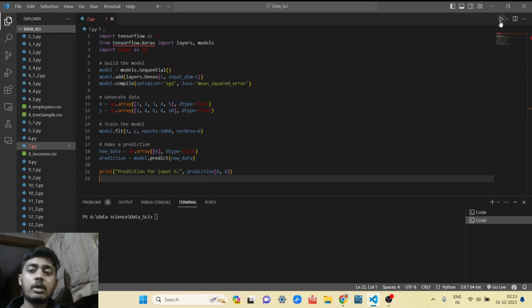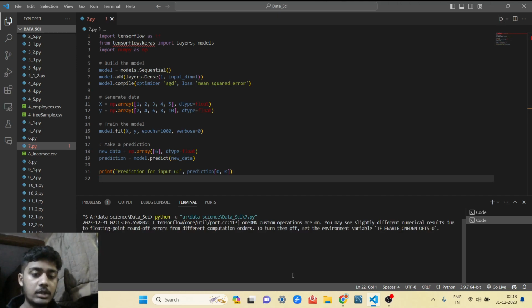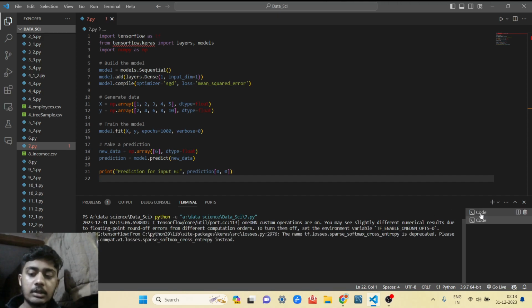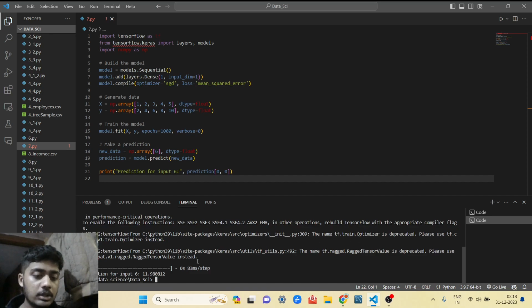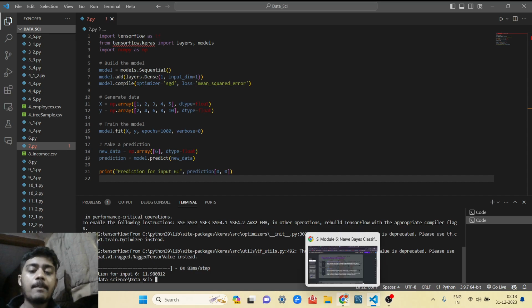So let's run the program. I think it will go closely to 12, or 13 or 11, something like that. So yeah, here the prediction for input 6 is 11.980812, that is nearly equal to 12. That means our prediction has been true and the neural network program has been successfully executed.